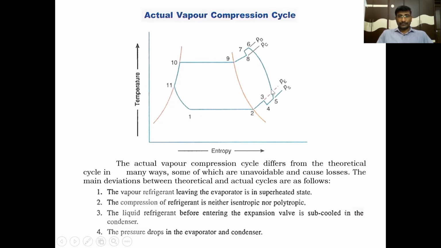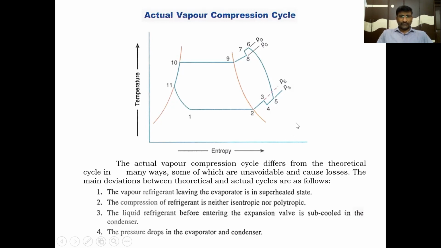It is neither isentropic nor polytropic, because whenever isentropic compression takes place, the heat transfer is 0. Whenever the heat transfer is 0, the isentropic process takes place. But during the compression process, heat is exchanged between the refrigerant and the compressor walls. So heat transfer is not 0. That's why it is not actually an isentropic process.